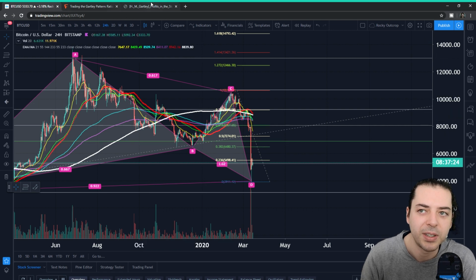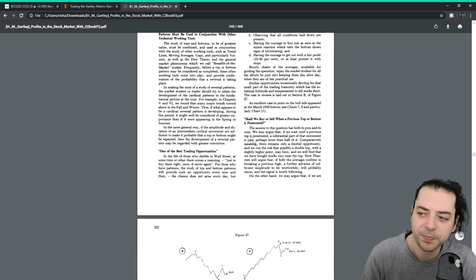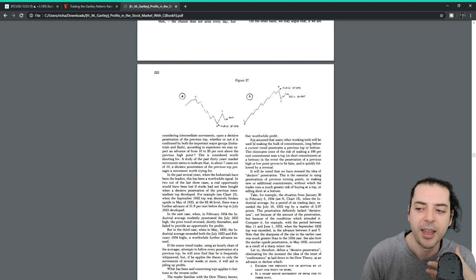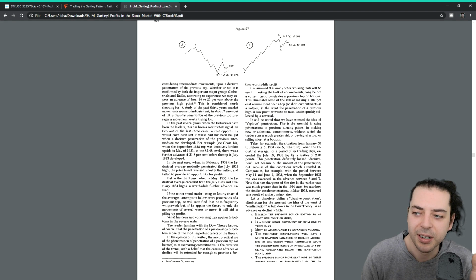previous highs and previous lows, then you can go back to looking at how Gartley himself would have described this here, and he wants to stress the idea of the decisive penetration. "This is essential in using penetrations of previous turning points in making new or additional commitments, without which the trader runs a much greater risk of buying at a top or selling short at a bottom."